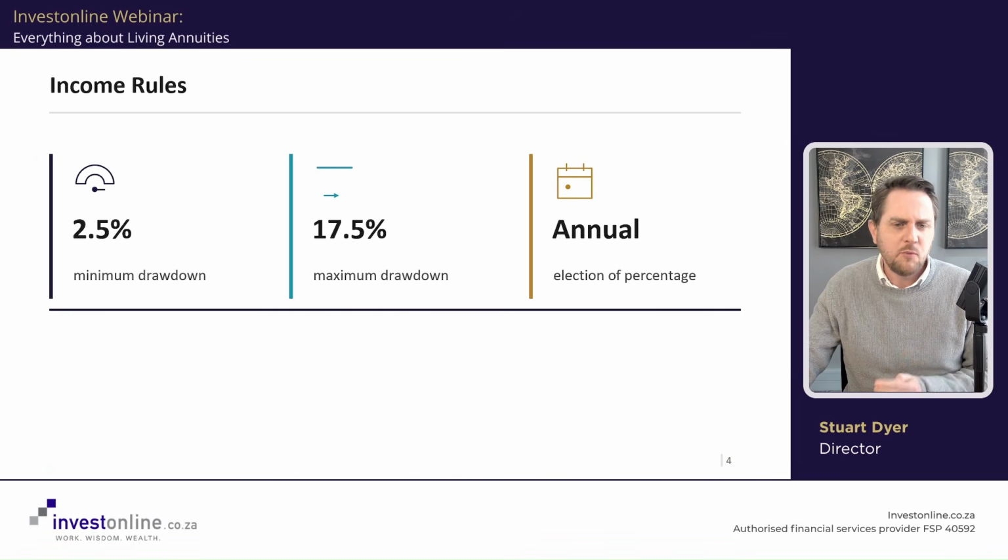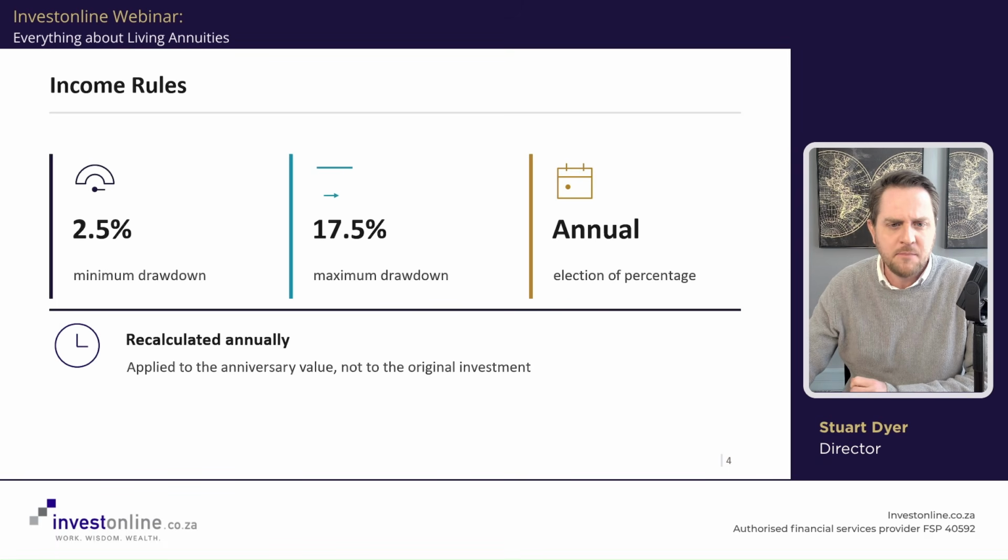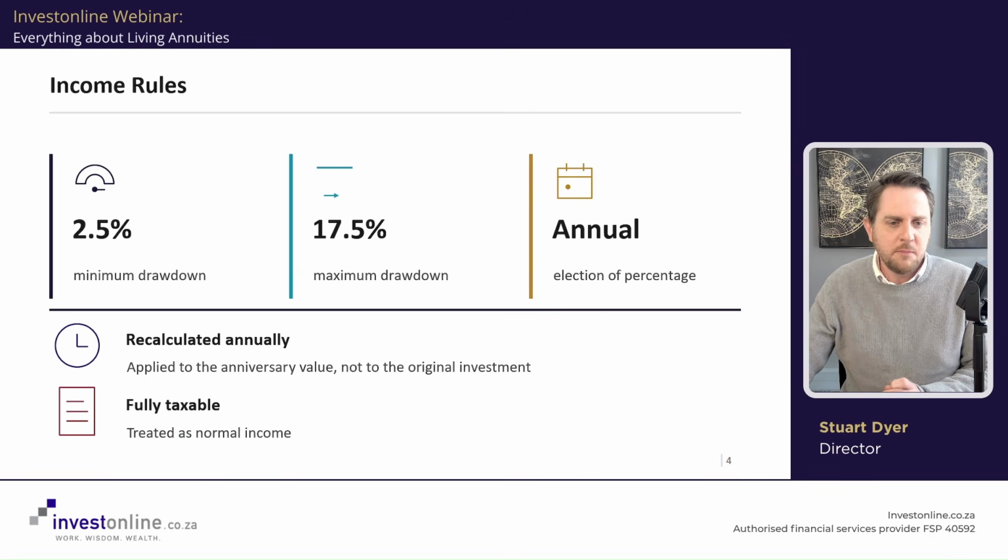So we've gone through the income rules, and I've explained the 2.5% to 17.5%. We'll go through what that means and what's practical from a drawdown perspective in a few sections' time. And as I've mentioned, that income is recalculated annually. So often you may have a percentage in mind that you intend to draw, but as your investment performance does well in certain years, perhaps is a little bit slower in other years, you may have to recalibrate how much you're withdrawing and recalculate. And then living annuity income is fully taxable.